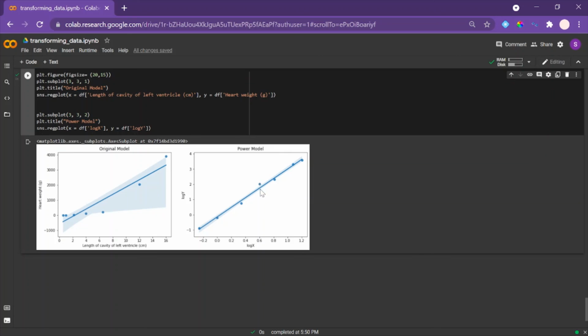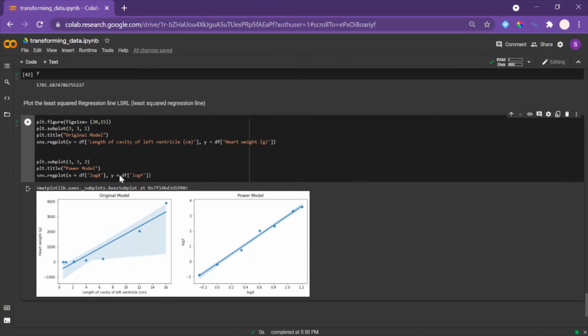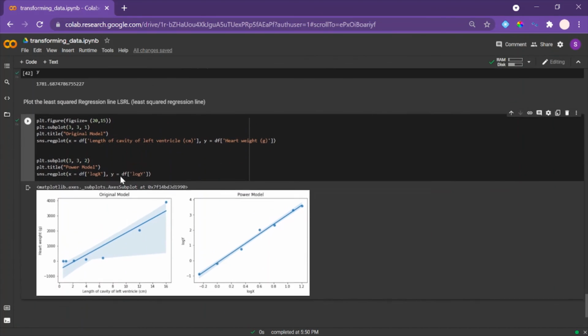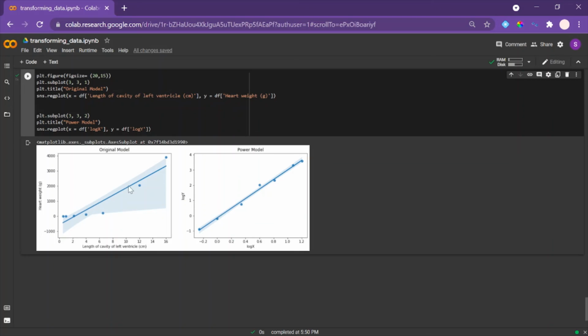And so basically what this is going to do is predict the heart weight, right? So the line is basically the predictions that we're going to get, and they're very close to the actual data points, while here they're not close at all. So that's another representation of how we're not going to use this data as it is, and why we need to transform it in order to get a better linear regression.